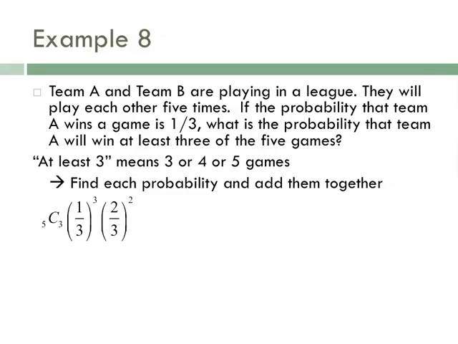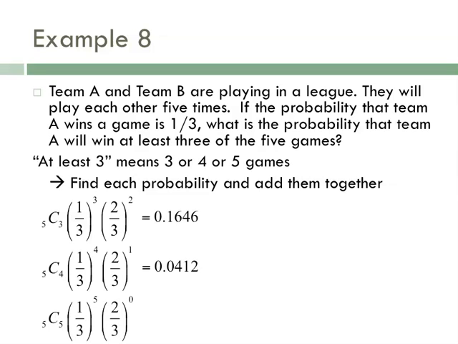So 5 choose 3, it's 1/3 of a chance of winning to the third, 2/3 of a chance of not winning to the second, and then we do the same thing with 4 and 5. So 5 choose 4 times 1/3 to the fourth times 2/3 to the first. Then next we have 5 choose 5 times 1/3 to the fifth, 2/3 to the 0. Now we found all 3 of those probabilities, and we will just go ahead and add them together.